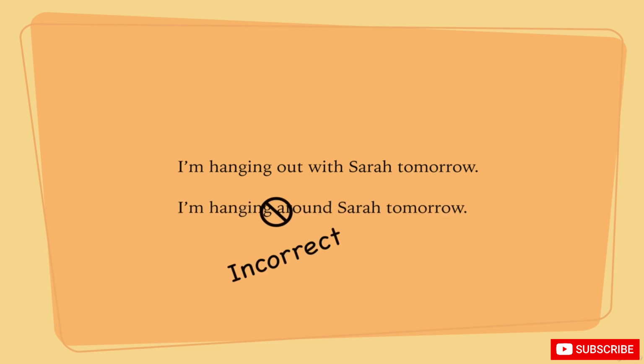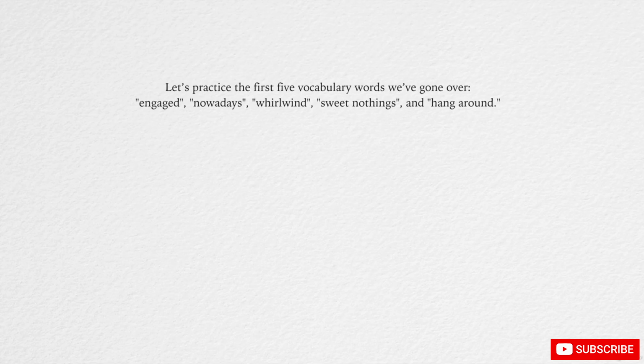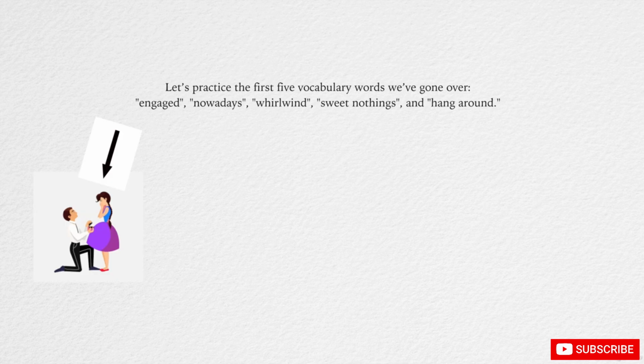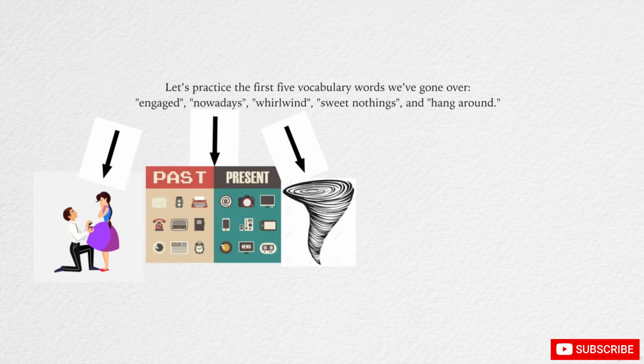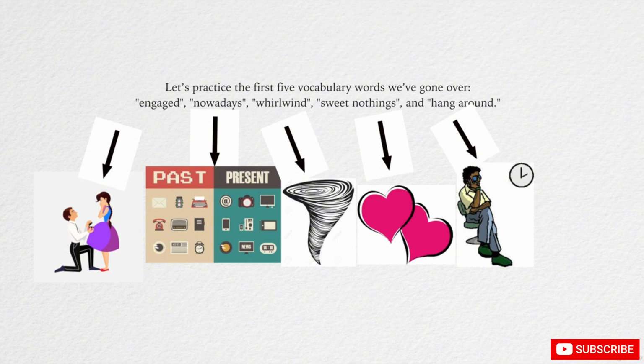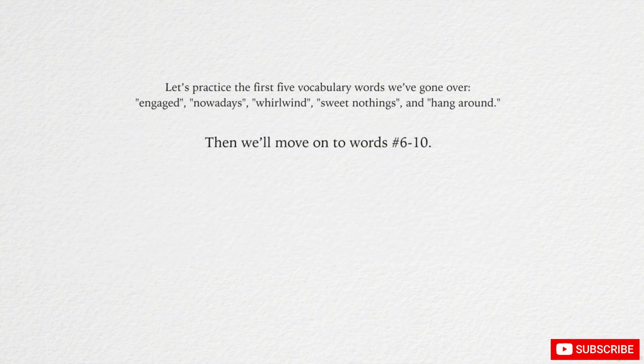Couldn't change to I'm hanging around Sarah tomorrow. Let's practice the first 5 vocabulary words we've gone over: engaged, nowadays, whirlwind, sweet nothings, and hang around. Then we'll move on to words 6 through 10.